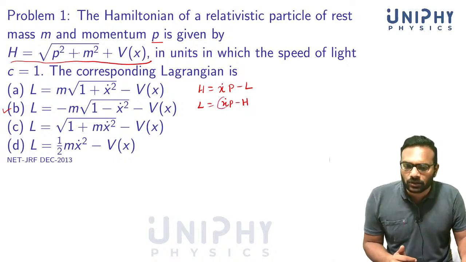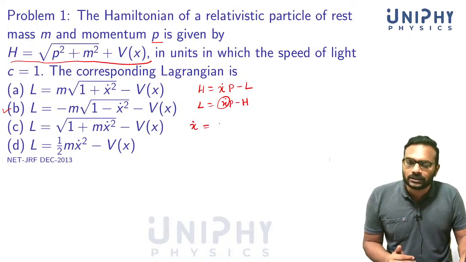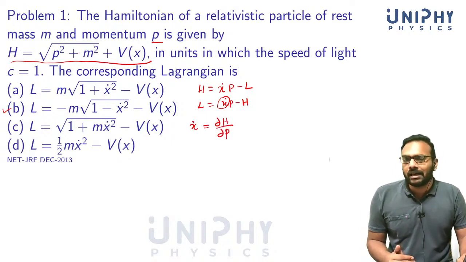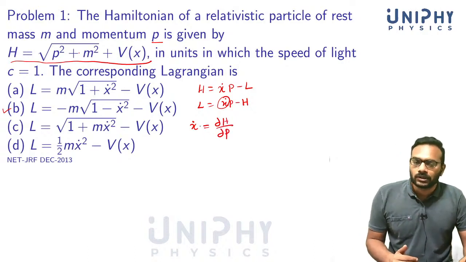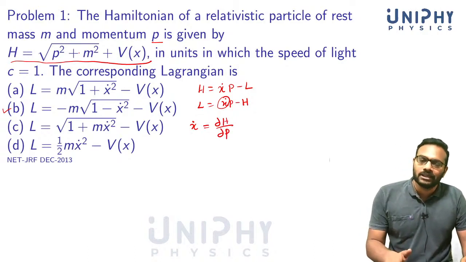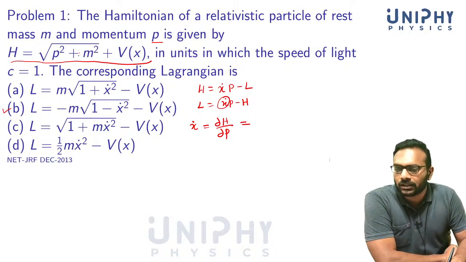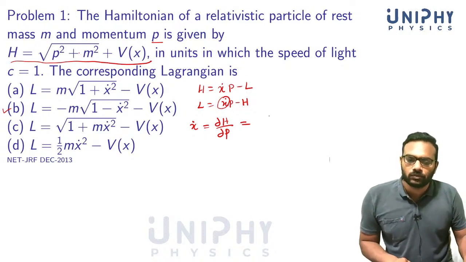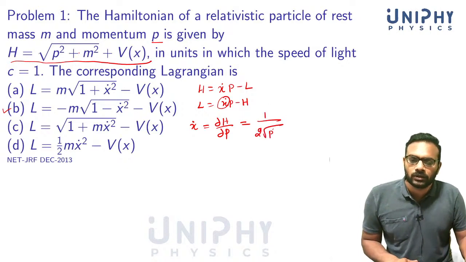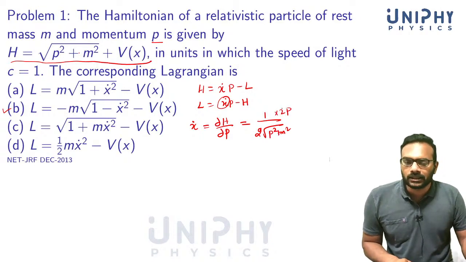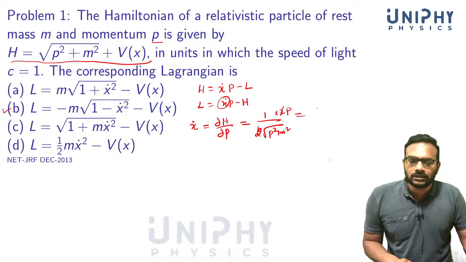Now, how do we get this x dot? We use Hamilton's equations. We see that x dot is equal to ∂H/∂p. These are Hamilton's equations of motion. The time derivative of x is given by the derivative of the Hamiltonian with respect to the momentum. So we take the derivative with respect to p. And what would that be? That's 1 by 2 square root of p squared plus m squared, multiplied by 2p. So this is equal to p divided by square root of p squared plus m squared.